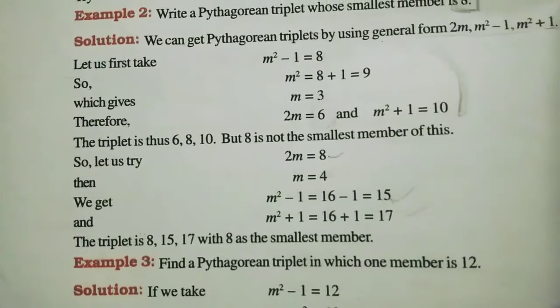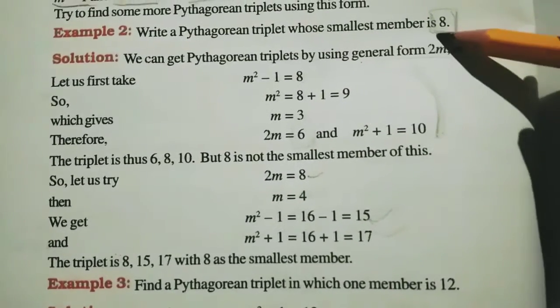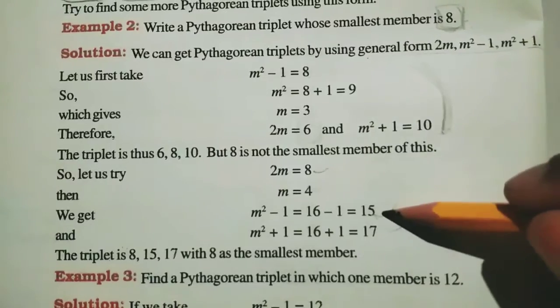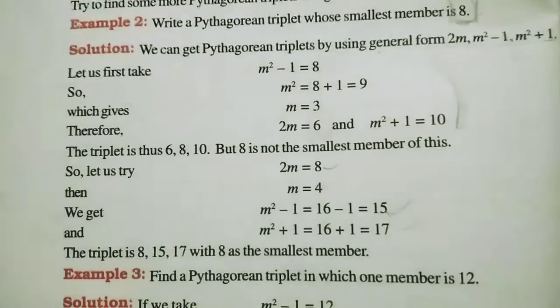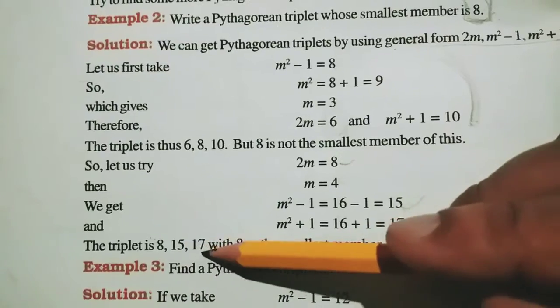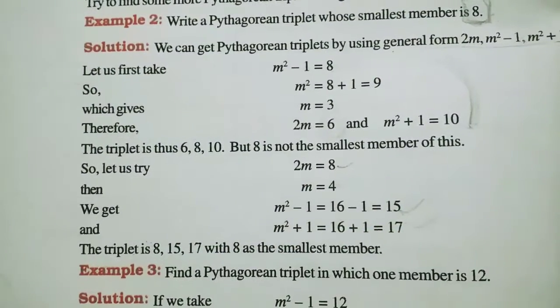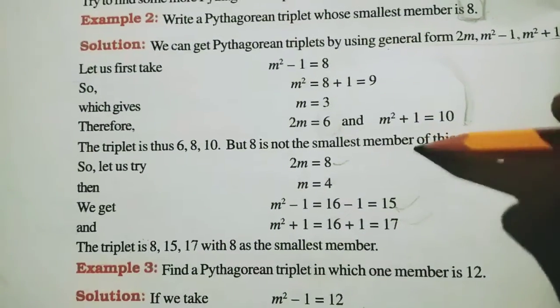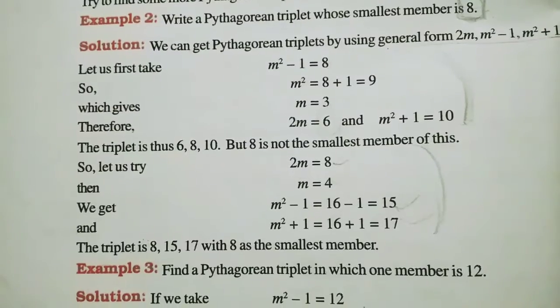That means we got the triplet. The first number is 8, the second number is 15, and the third number is 17. In this way you have to find the triplet. So the triplet is 8, 15 and 17, and 8 is the smallest member. Understood? This is the way of finding the triplet.